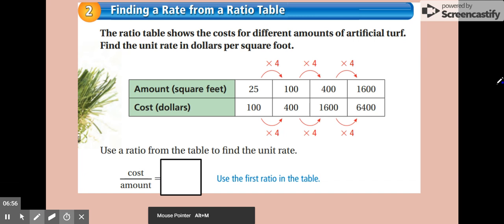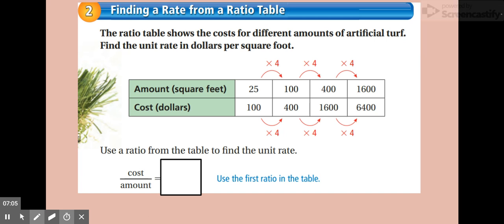All right, number 2, finding a rate from a ratio table. So now we have a ratio table here. It shows the cost for different amounts of artificial turf. Find the unit rate. We're going to find the unit rate in dollars per square foot. So now we have amount. This is 25 square feet, right? And the cost is $100. And 400 square feet, and we need $400, and we have other information here.